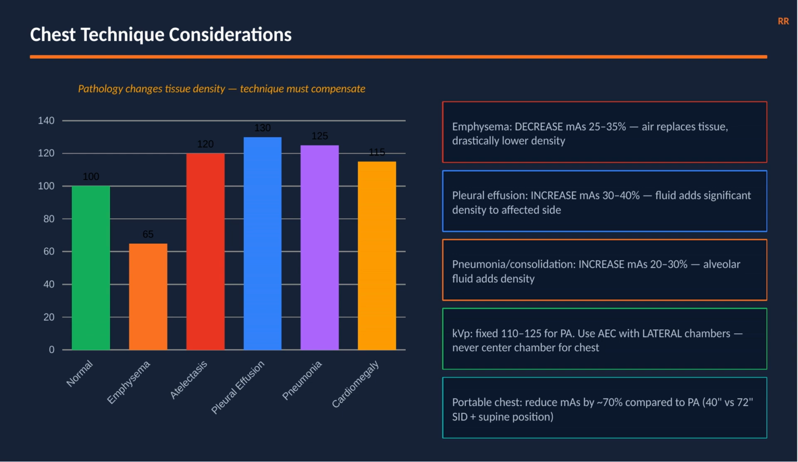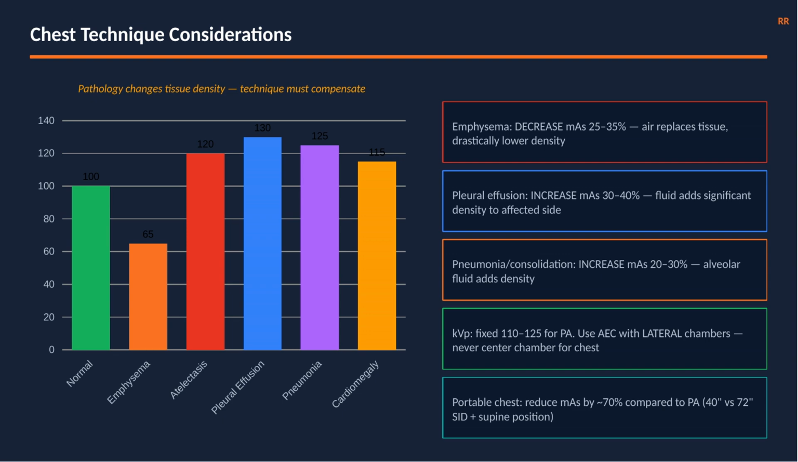Pleural effusion. Increase MES by 30 to 40%. Fluid in the pleural space adds significant density to the affected side. More radiation needed to penetrate it. Pneumonia and consolidation. Increase MES by 20 to 30%. Alveolar consolidation replaces air with fluid and cellular debris. Increased density.